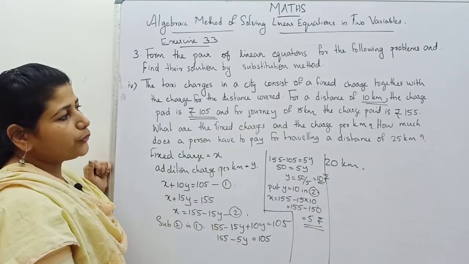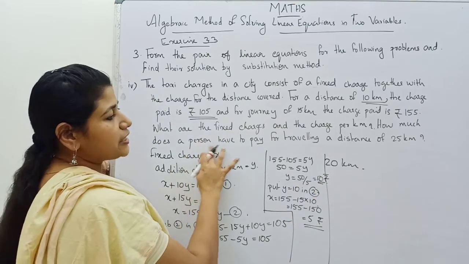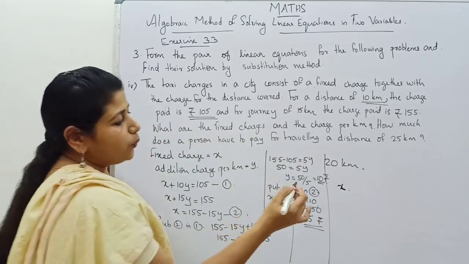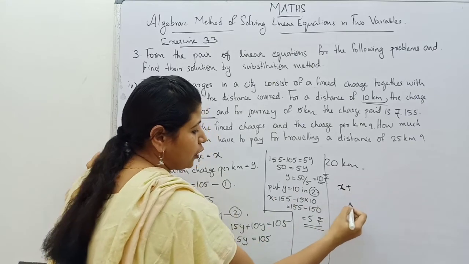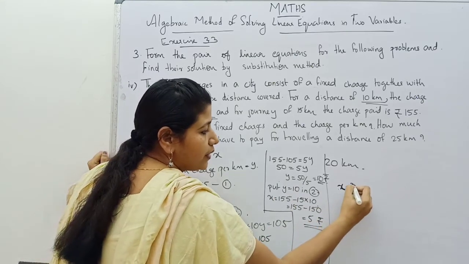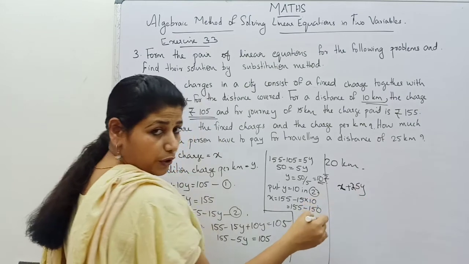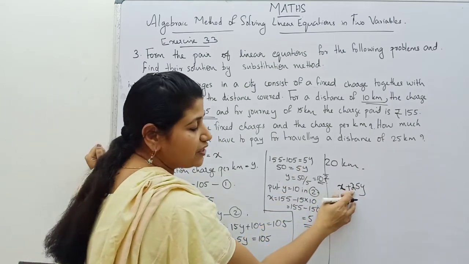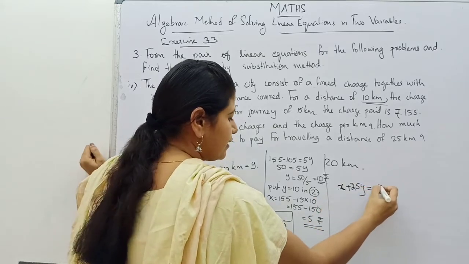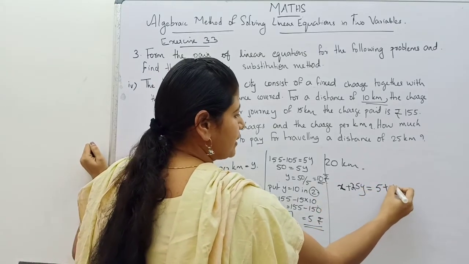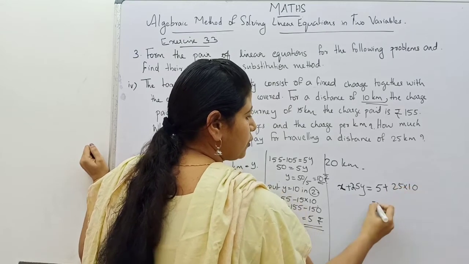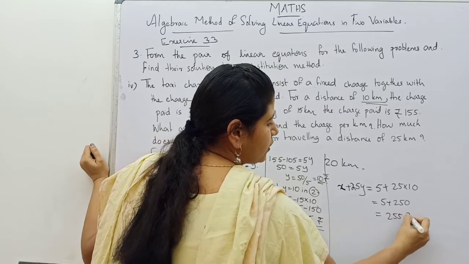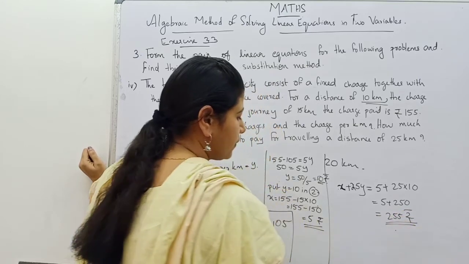So now what we want to do? We want to find out the total expense for the 25 kilometer of distance. So you have to give the fixed rupees and for the 25 kilometers, additional rupees 10, 25 into y. So here x is 5 and y is 10, 25 into 10. So you can write 5 plus 250. So the total amount he has to give is 255 rupees. Okay.